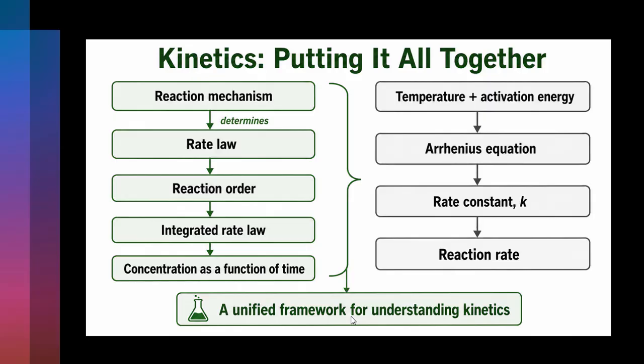Now look at the right side. Here, the temperature and activation energy are related to the rate constant through the Arrhenius equation. That value of K then helps determine the reaction rate. These aren't separate pieces of kinetics. They're different ways of describing the same reactant system. One side helps us describe how concentration changes, and the other helps us understand why the speed of that change depends on energy and temperature. Together, they give us a more unified picture of chemical kinetics.